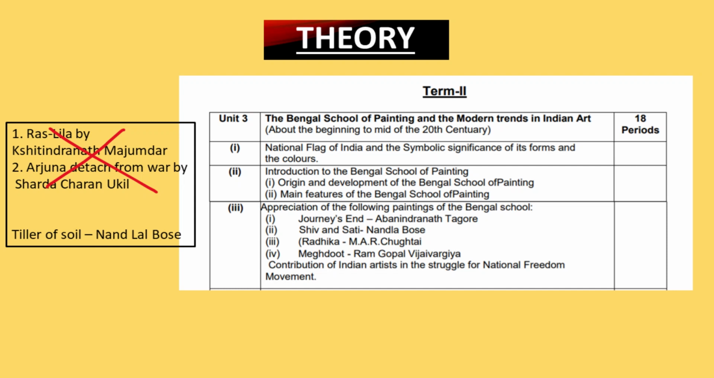So now look at the left text box, what you can strike out. What is no longer part of the syllabus is first Ras Leela by Kshitindranath Majumdar, second Arjun Detached from War by Sharda Charan Ukil, and third Tiller of Soil by Nandlal Bose. But I would suggest that you don't leave out Tiller of Soil because it is a very important part of Contribution of Indian Artists in the Struggle for the National Freedom Movement. So read about it because there might be a question on this.